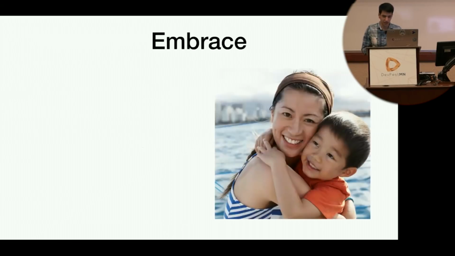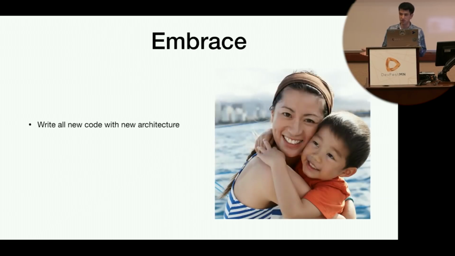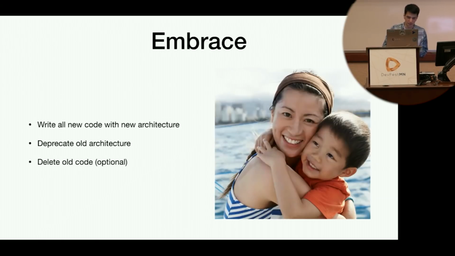And then finally, embrace, which is you've run all these experiments, everything's gone well. This is the happy moment where you start writing all your new code in whatever the new architecture is, and that's where we are with Kotlin. All of our new code's written in it, and you tend to deprecate the old architecture. We're trying very hard not to write new Java. If you ever work in an old Java class, we convert it to Kotlin as soon as possible. And then also, you can optionally delete all the old code.